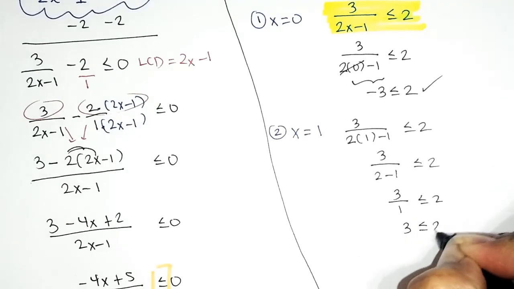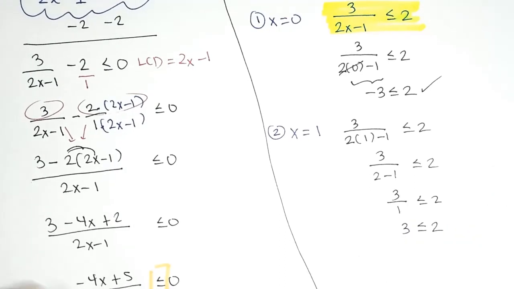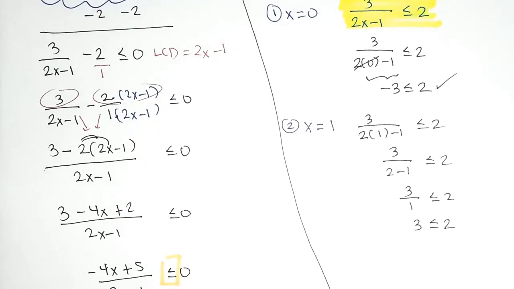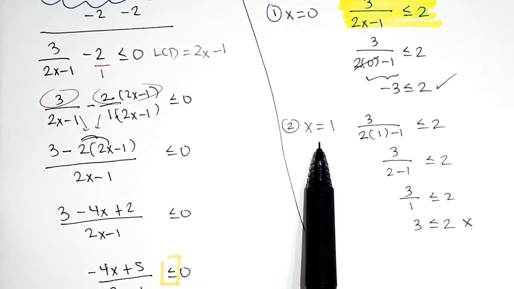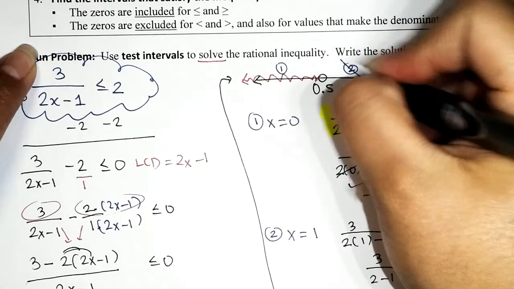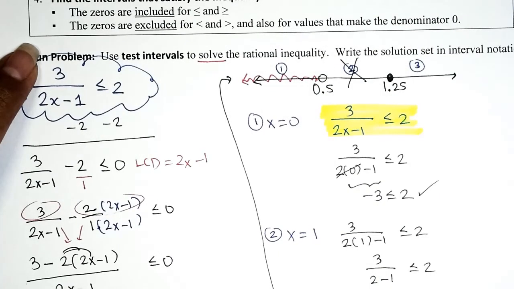So the question that I'm going to ask myself is this: is 3 less than or equal to 2? And I'm like, oh man, is 3 smaller than 2? It's a lie. It's not. Okay, so check it out. Because 1 is not a solution, that means that none of the other numbers in that interval is also going to be a solution. So let's cross it out for dramatic effect. 2 intervals tested, 1 more to go.